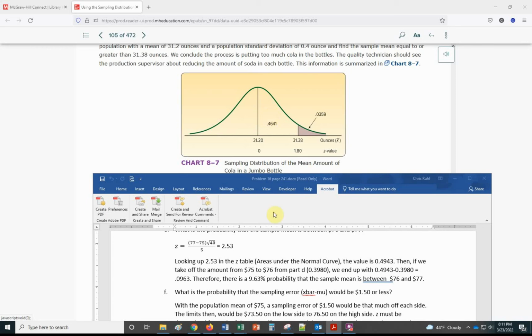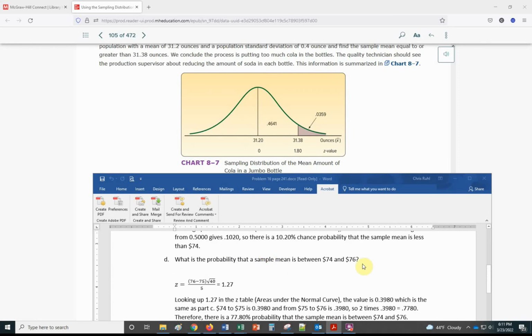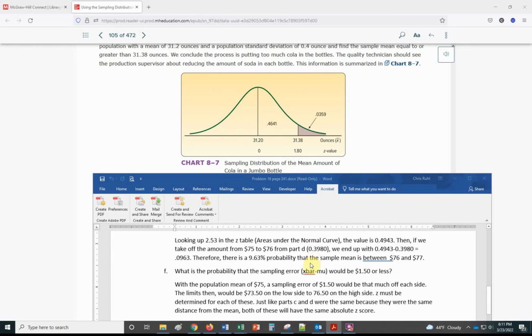Well, what was that? Well, we did that earlier. 75 to 76 is 0.3980. So we take that off of 0.4943 and get 0.0963. Therefore, there's a 9.63% probability that the sample mean is between 76 and 77.